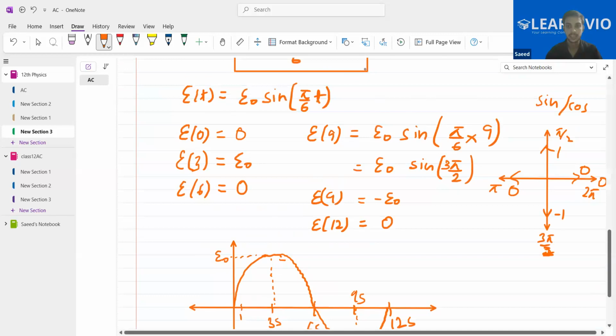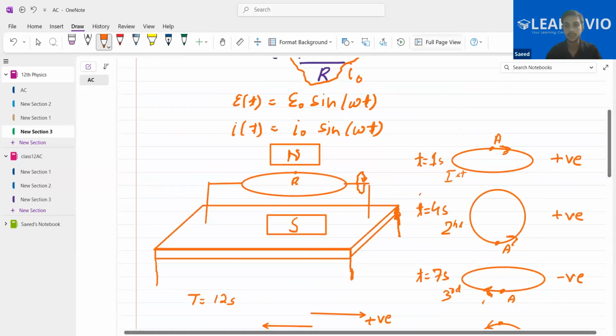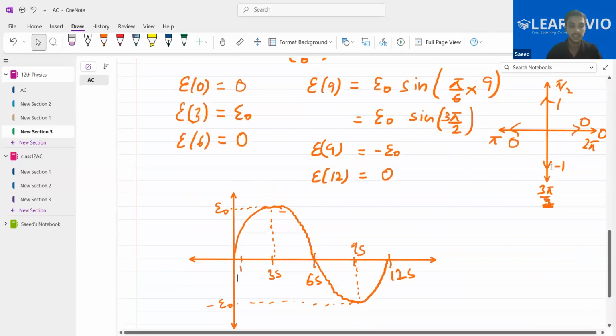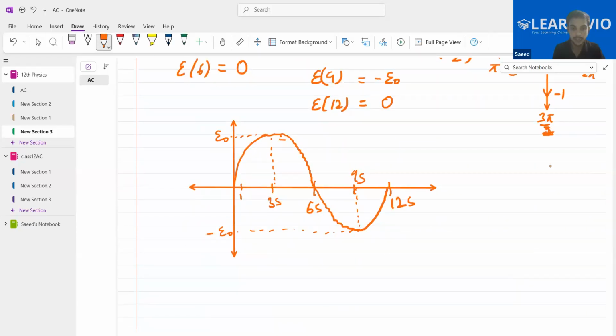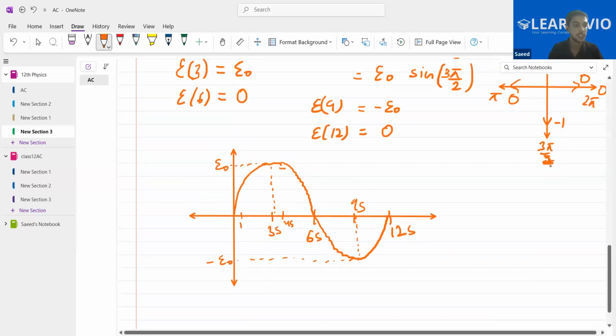Positive. Have you derived the same thing above, just by the direction, by the Lenz law, without using any mathematics? Yes or no? At t equals 1 second, was the current positive? Now tell me again, t equals 4 second will be somewhere here. At t equals 4 second, can you see that the EMF is again positive?